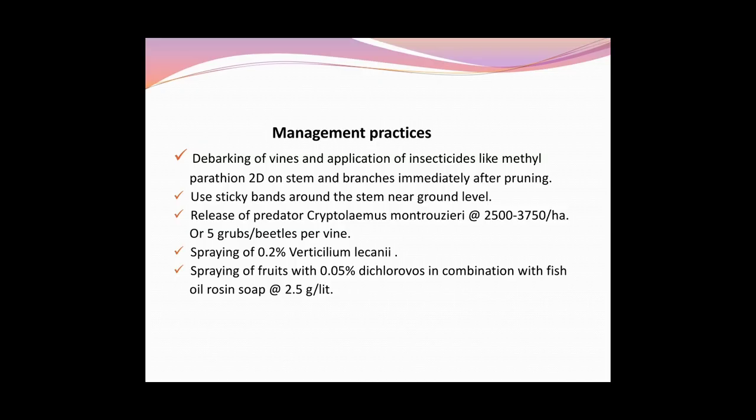Then spraying of 0.2% Verticillium lecanii, also spray the fruits with 0.05% dichlorvos in combination with fish oil rosin soap at 2.5 gram per liter. So these are the control measures for the management of citrus mealybugs.